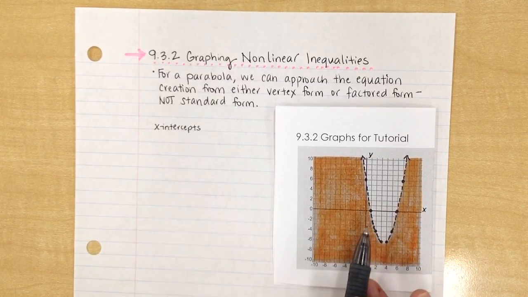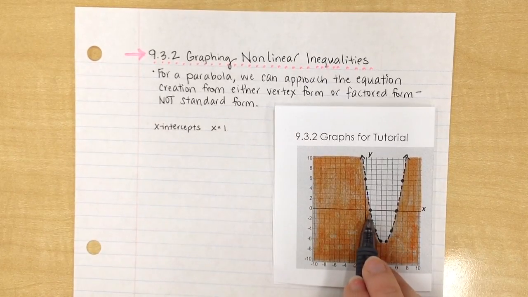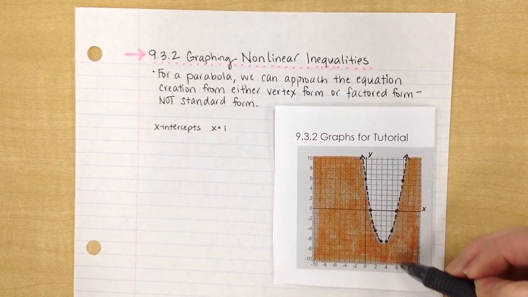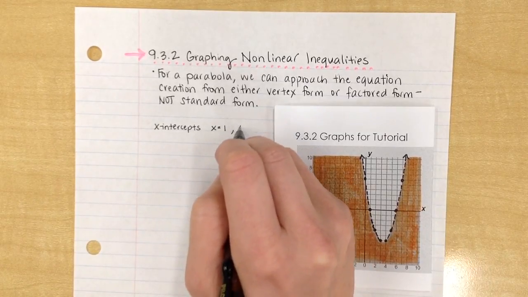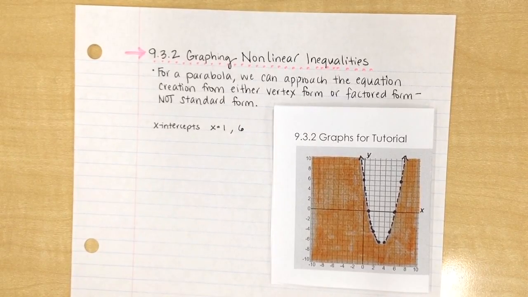It looks like my first x-intercept is located at x equals positive 1. And then my second x-intercept is located at positive 6. So I have x equals 1 and 6 as my two x-intercepts.